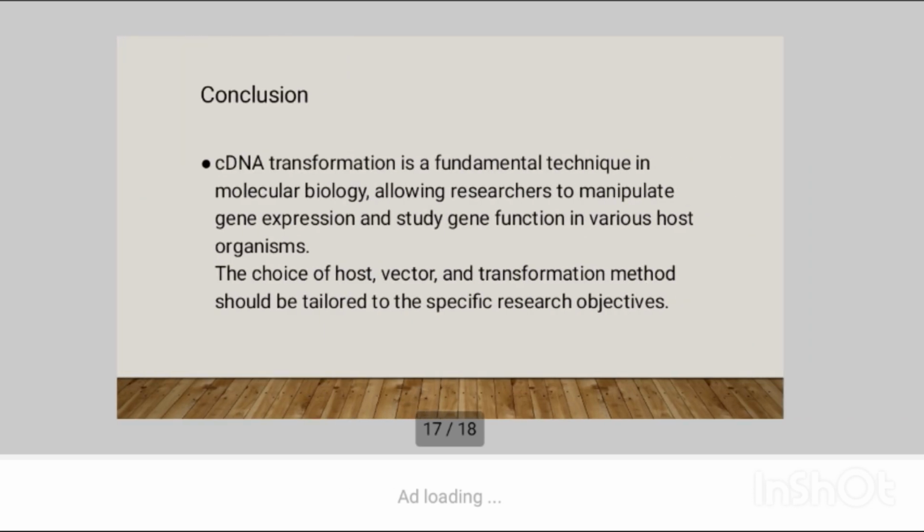Conclusion. cDNA transformation is a fundamental technique used in molecular biology, allowing researchers to manipulate gene expression and study gene function in various host organisms. The choice of host, vector, and transformation method should be tailored to the specific research objectives.